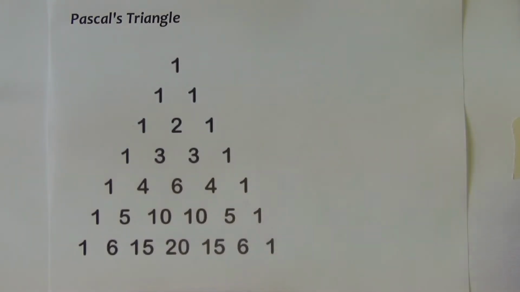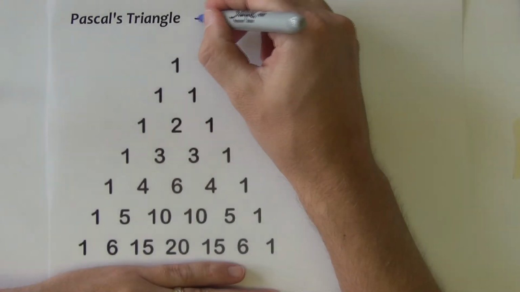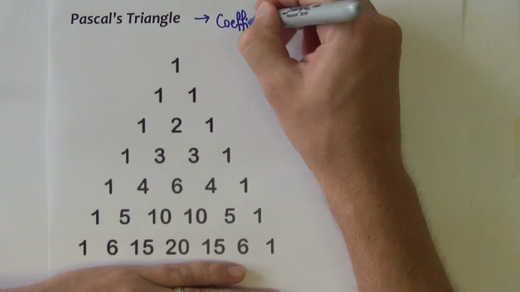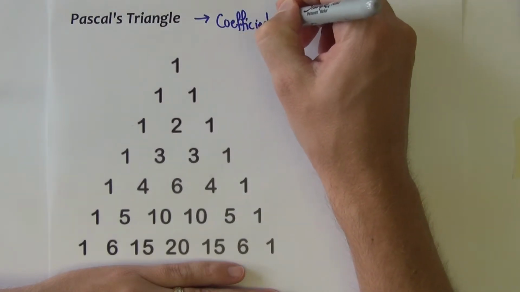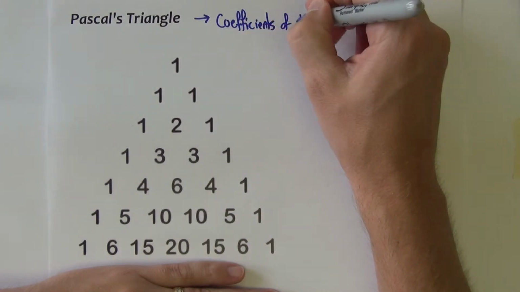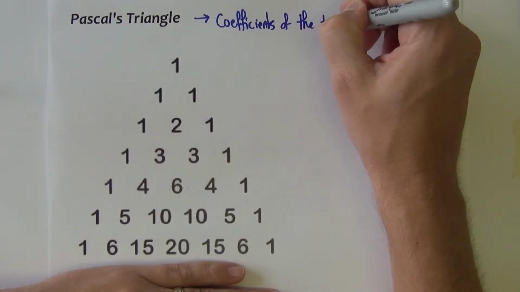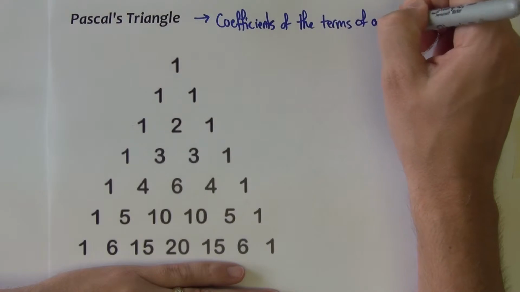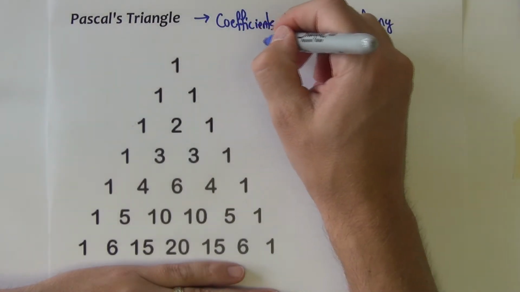Okay. Now, Pascal's Triangle, what we need it to give us for what we're doing, this binomial expansion, is it gives us the coefficients of the terms of any binomial expansion.